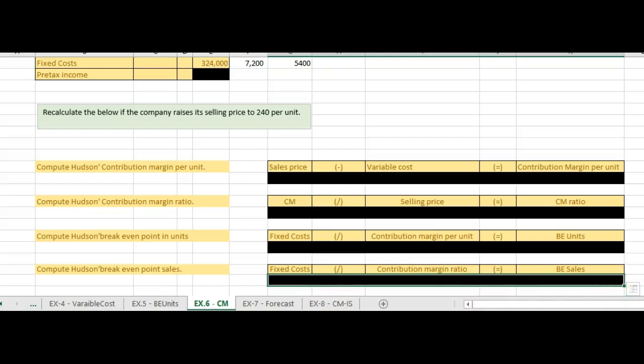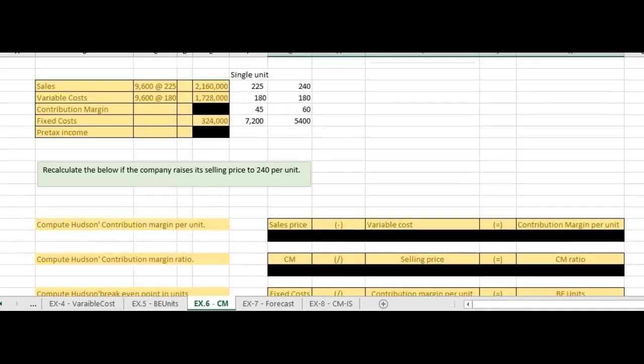Okay, this is exercise 6, and we're kind of playing with calculations now. So contribution margin is blank in yours, and pre-tax is blank in yours. So how do we get the contribution margin? I subtract the variable costs from the sales, and that will give me the CM for the full sales numbers. And then I have fixed cost of 324. I subtract that from the 432. That gives me a pre-tax income of 108,000.